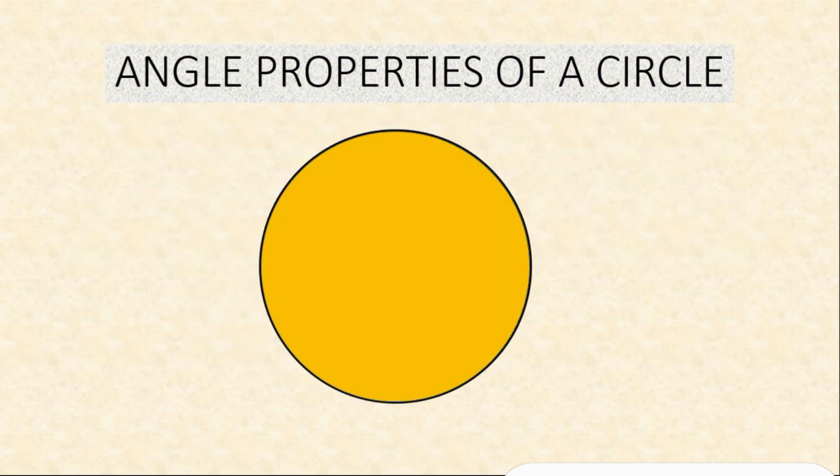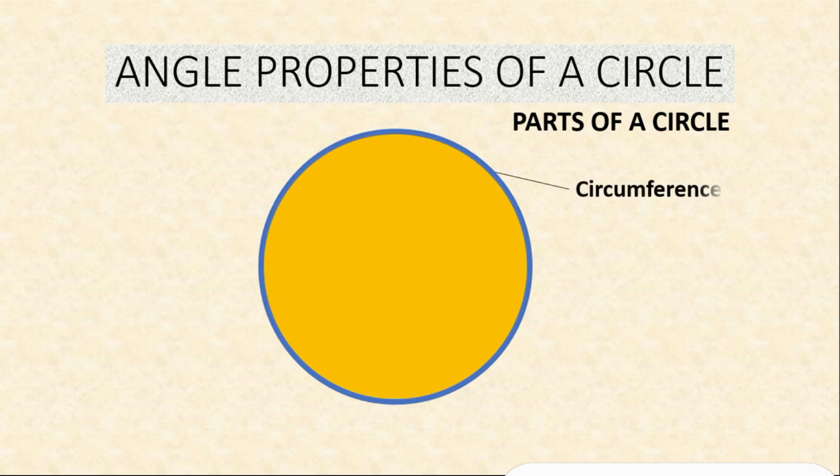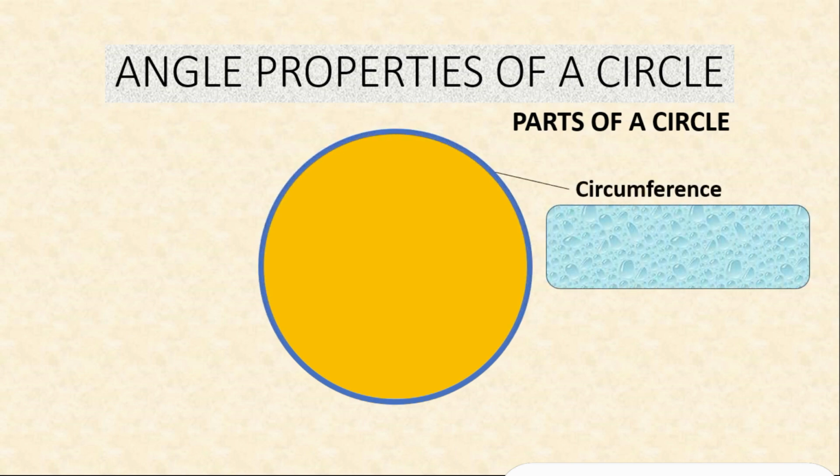Let us now learn about the main parts of a circle. First, the circumference. The circumference is the complete distance around a circle. It forms the boundary of the circle and separates the inside of the circle from the outside. When you move all the way around a circle and return to your starting point, you have traced the circumference.